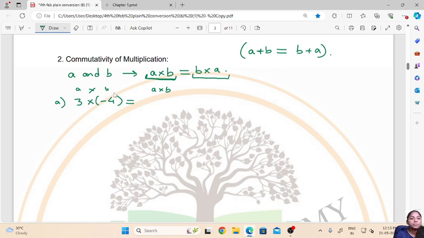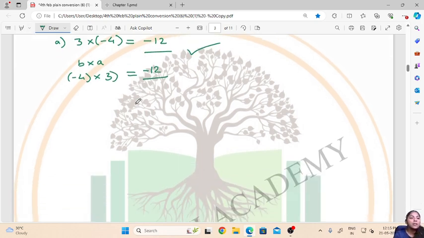So we will have minus 12 as the answer. Now we have to check as b into a. So our b is minus 4 multiplied by 3. Here what we will get the answer? We will get the same answer as minus 12. So in this case the property is verified. Let us see some more examples.